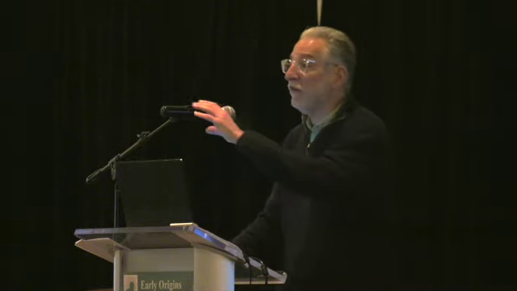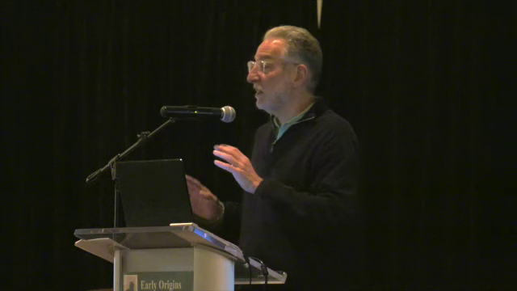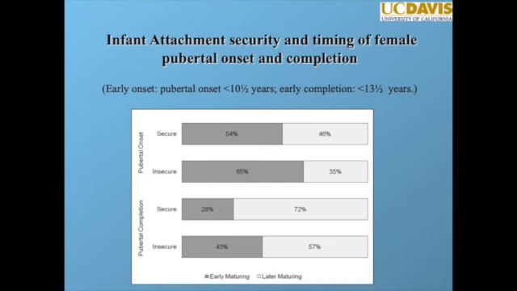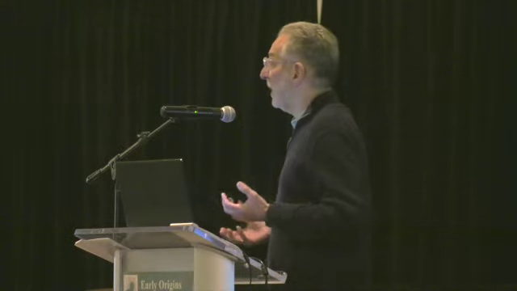Okay, so here's data from a large-scale study that was never intended as a study of puberty, but one of child care effects, in which we discovered that early infant attachment security predicted accelerated pubertal development, age of menarche in girls, such that girls who were insecure, you see in the top two bars, were more likely to have a pubertal onset under 10 and a half years of age. And in the bottom two bars, the same insecure girls were more likely to complete puberty by 13 and a half years of age.